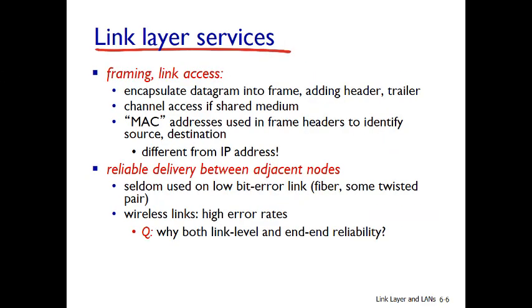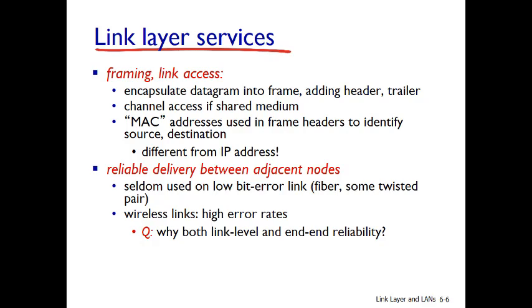So the link layer can provide different kinds of services. It can provide at the base level framing and link access. It could encapsulate the datagram into a frame. You could add a header and trailer. You could do channel access if you have a shared medium, such as with 802.11 Wi-Fi. So there are MAC addresses, and we'll define what MAC means later on. MAC addresses are used in frame headers to identify the source and destination of this frame. And this MAC address is very different from the IP address.